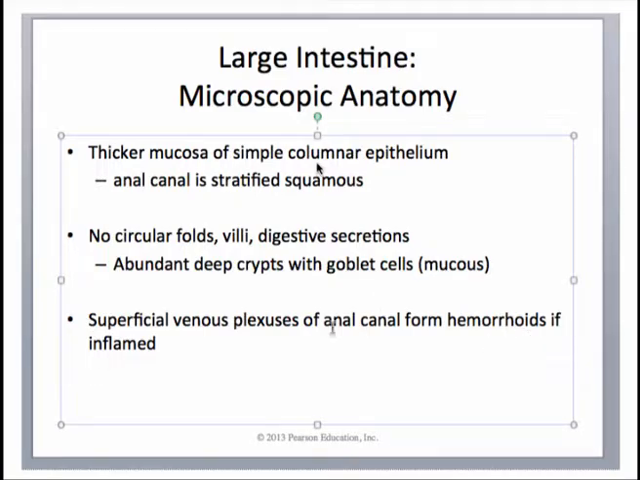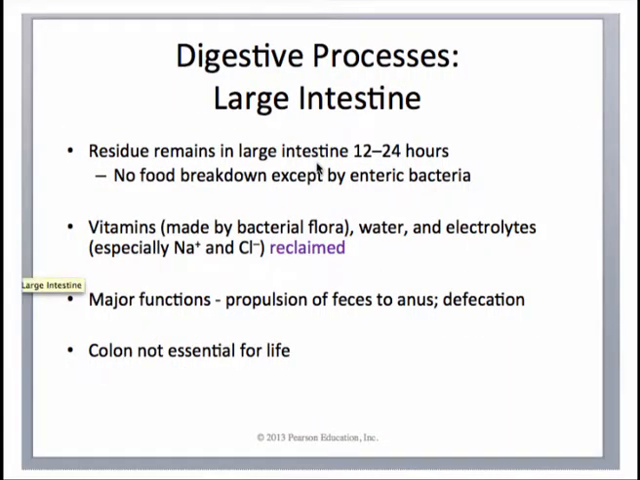Hemorrhoids, for example, can occur in the anal canal if the superficial venous plexuses become inflamed. So remember, a plexus is a network, and so the veins in that region. So looking at some function, the food residue at this point is pretty much feces. So tons of bacteria, it stays in the large intestine for about a half to a full day. There's no food breakdown except that bacteria can break down some additional food residues.